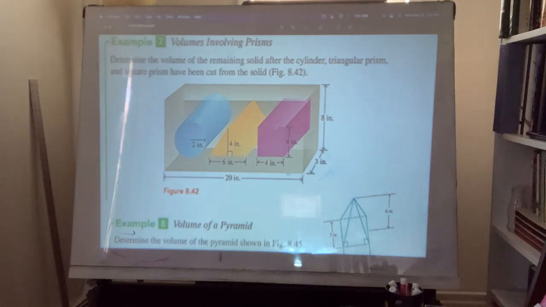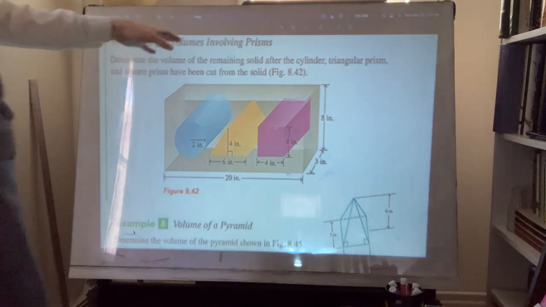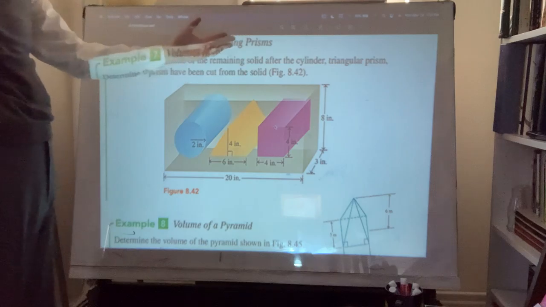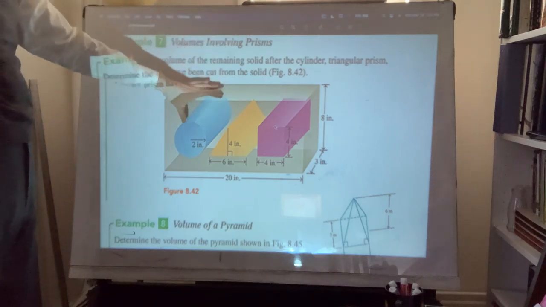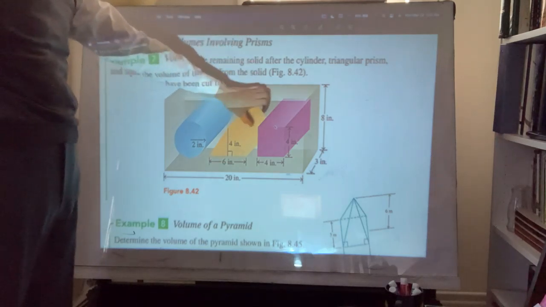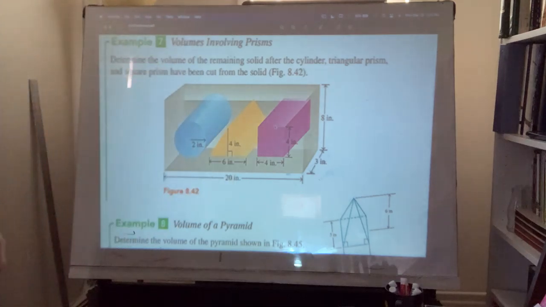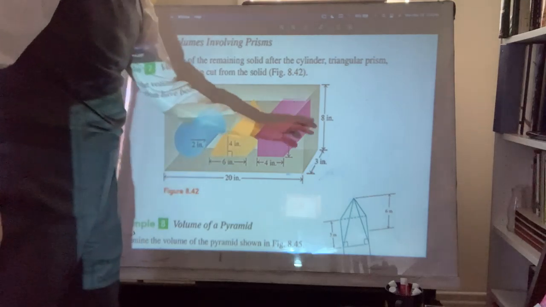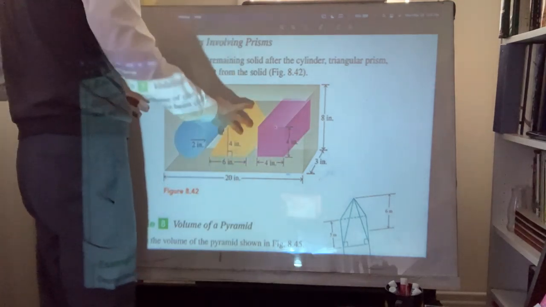Determine the volume of the remaining solid, that is the solid that would be left over after you subtract out the cylinder, the prism, and the rectangular solid, right. Which is also, you could call it a square prism if you like, after they've been cut. All right, so let's derive sort of a unique formula for this purpose.